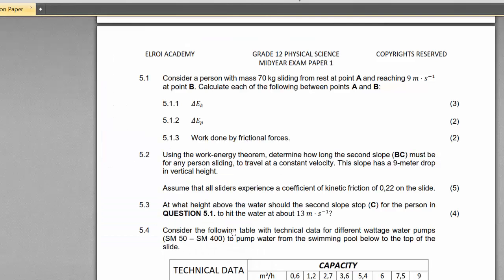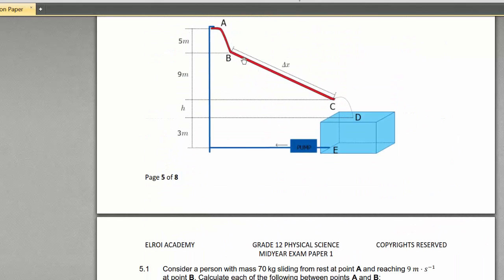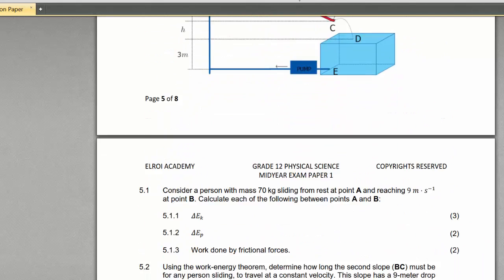Okay, next question. Using the work energy theorem, determine how long the second slope BC is. Okay, there's the second slope BC. In other words, we must calculate delta x.